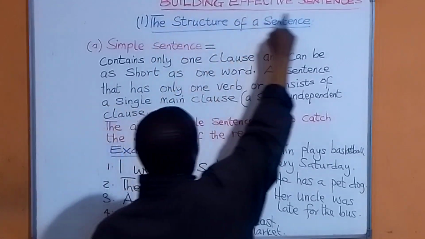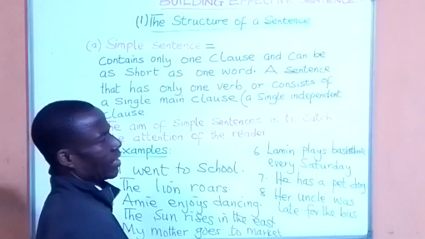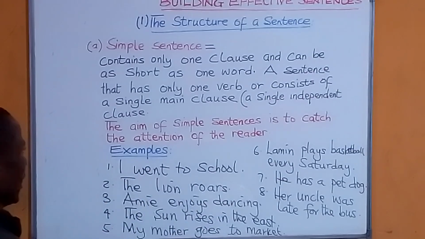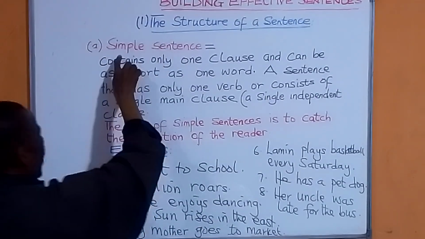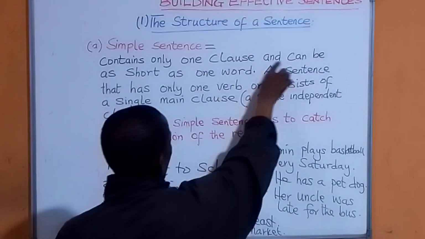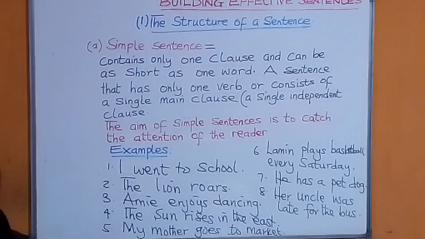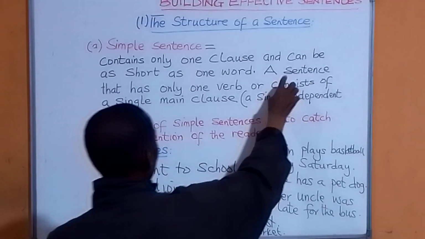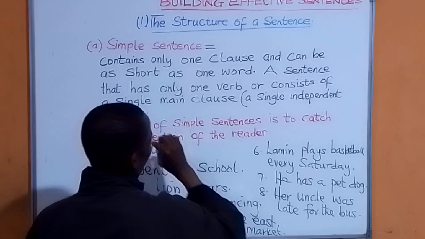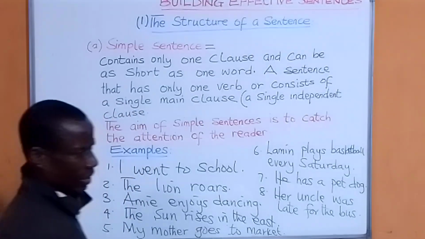This is building effective sentences, the structure of a sentence. In it we are going to look at simple sentence, compound sentence, and complex sentence. We said a simple sentence contains one clause and can be as short as one word: stop, go. A simple sentence has only one verb and consists of a single main clause or a single independent clause. And the aim is to catch the attention of the reader.